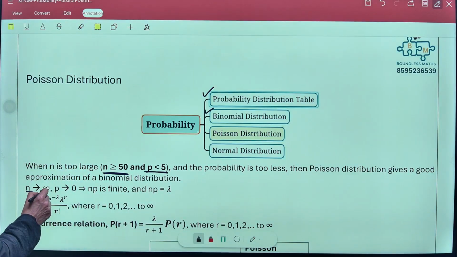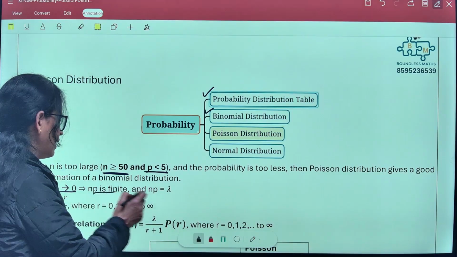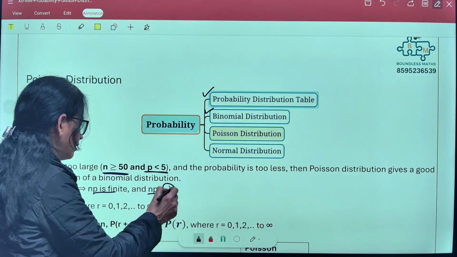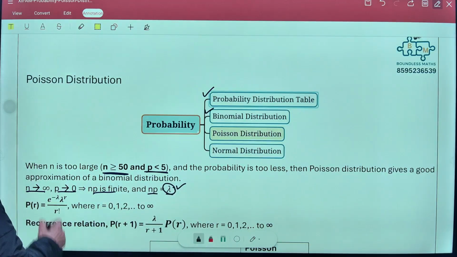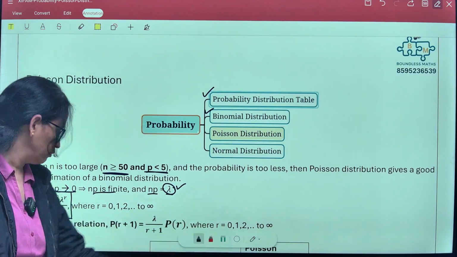So if n tends to infinity and p tends to 0, np becomes finite, and this is denoted by the Greek letter lambda. Now we are not getting into the derivation of the formula for Poisson distribution. The formula is P of r is e raised to power minus lambda, lambda to the power r upon r factorial, where r varies from 0, 1, 2 till infinity.